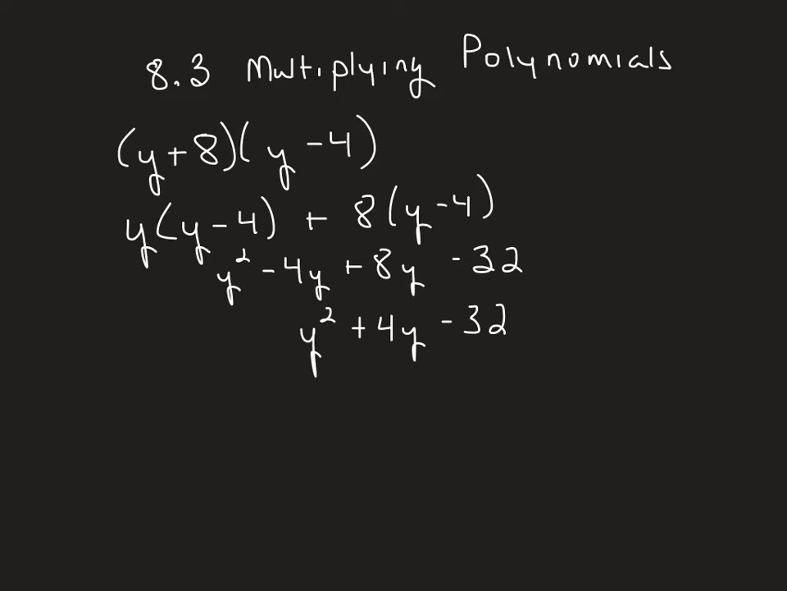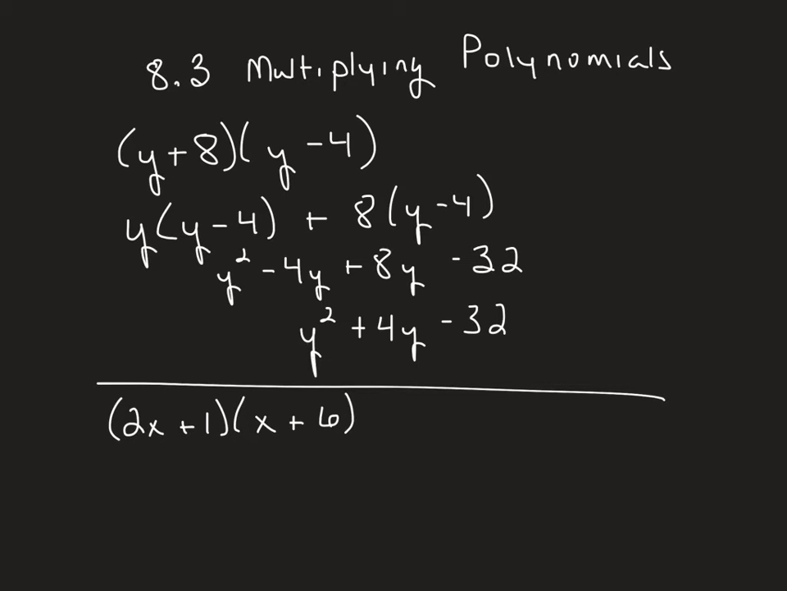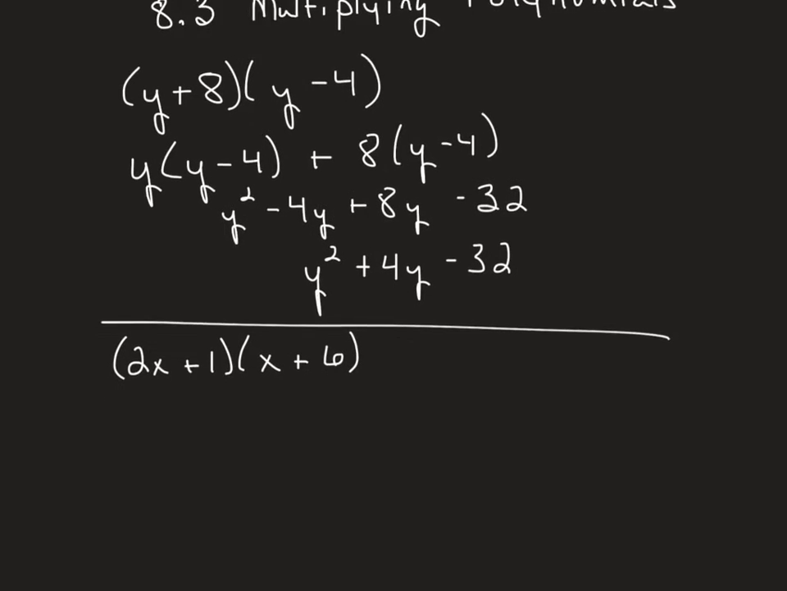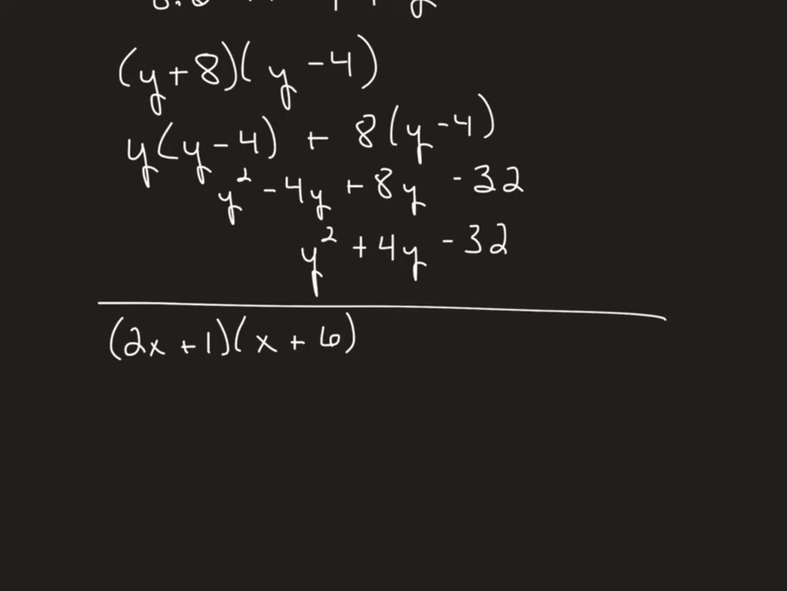Let's look at another. 2x plus 1 times x plus 6. Again, we're going to use the distributive property to start with. In a minute, we'll look at a little bit of a shortcut. But I'm going to multiply everything in the second binomial by 2x. 2x times x plus 6 plus 1 times x plus 6.